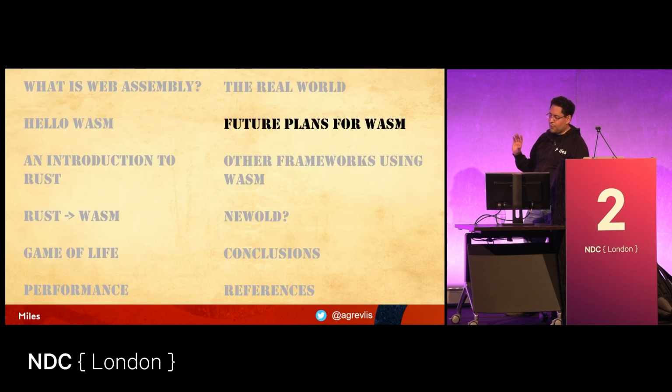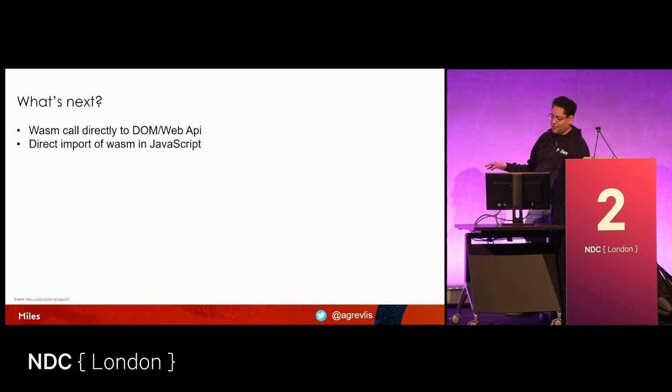So now that we've covered what the current state is, I'm going to be talking a little bit about what the future plans are for WebAssembly. One of the things that we can't do right now is call directly to the DOM, or call a web API, for example. And that's in the plans for WebAssembly, that they want to be able to directly affect the DOM from WebAssembly.